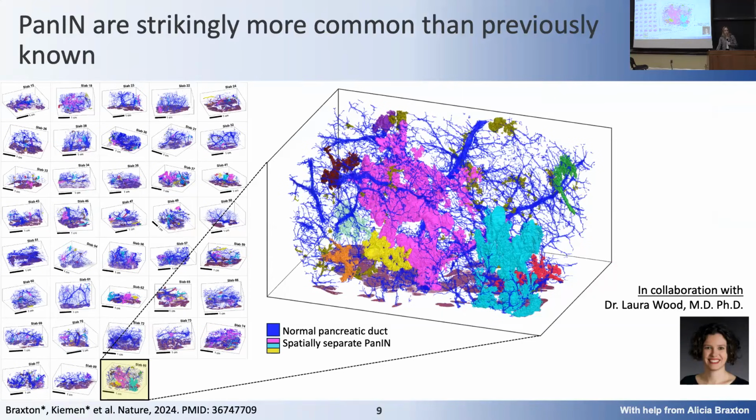So scaling that up into many samples, in a study that just came out a couple weeks ago, we showed that individuals have, again, just a shocking amount of these PanINs, up to thousands as we age, and that we expect most of us will get these.